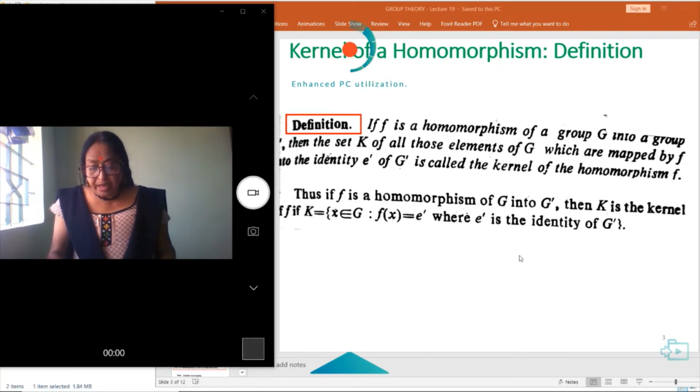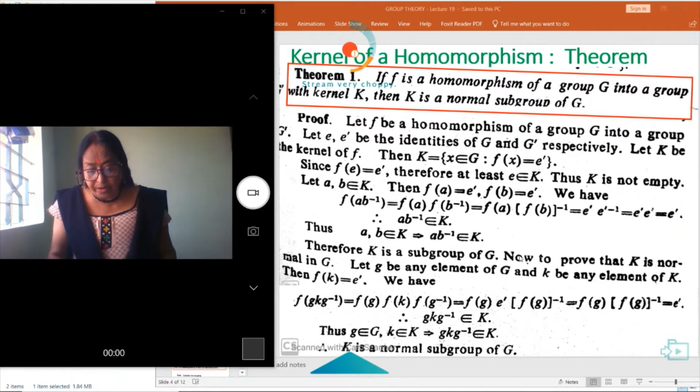Now the theorem. If f is a homomorphism of a group G into a group G' with kernel K, then K is a normal subgroup of G. Since f is a homomorphism of a group G onto a group G', e and e' are the identity elements of G and G'. Let K be the kernel of f. Then K contains all those elements of G such that f(x) is equal to e'. Since f(e) is equal to e', hence e belongs to K.